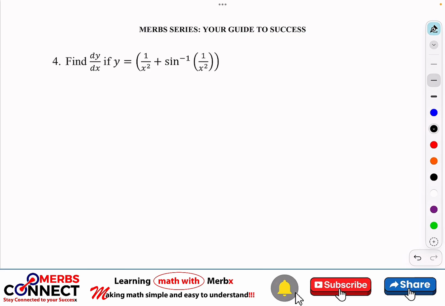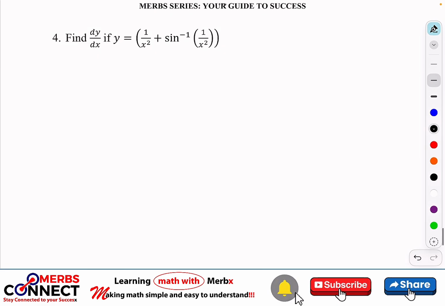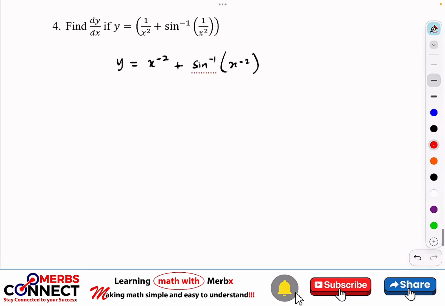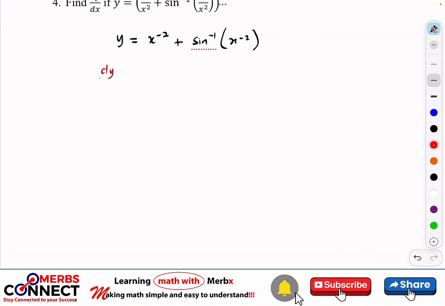Great. Let's find dy dx and let's see what's going to happen here. So first, let me do some small simplification here. I can write 1 over x squared as x to the power minus 2. I hope you agree with me. Great. Plus sine inverse of, so I still have 1 over x squared. I can also write it as minus this. I hope you agree with me. Great.